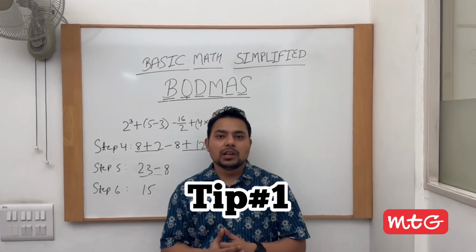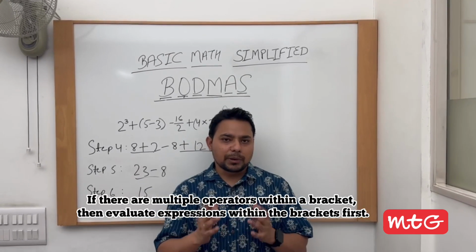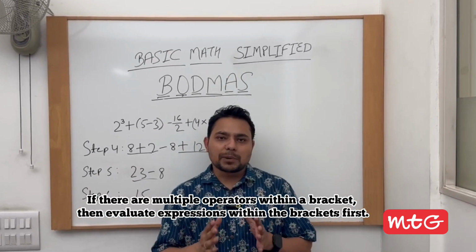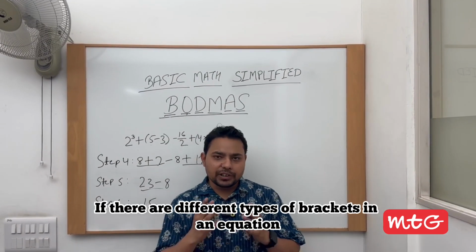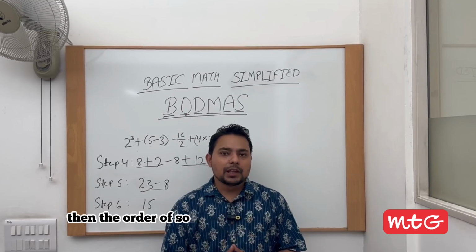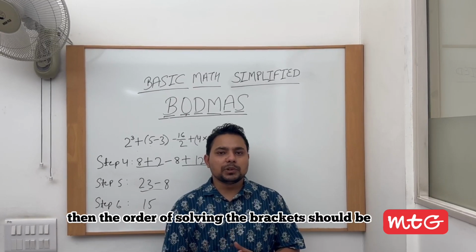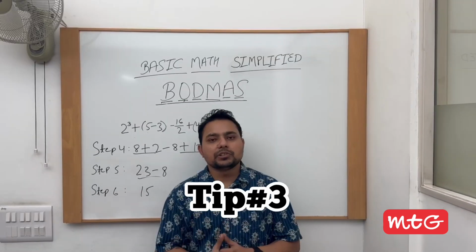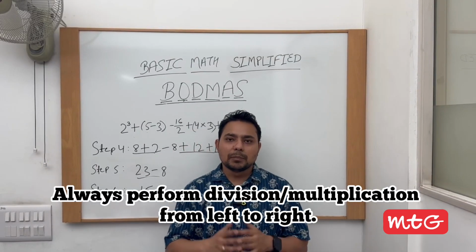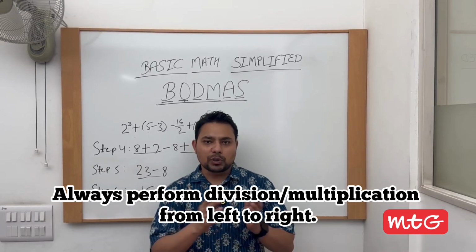In the end, we have 3 additional tips for you. Tip number 1. If there are multiple operators within a bracket, then evaluate expressions within brackets first. Tip number 2. If there are different types of brackets in an equation, then the order of solving the brackets should be parenthesis, curly bracket and square bracket. Tip number 3. Always perform division and multiplication from left to right.